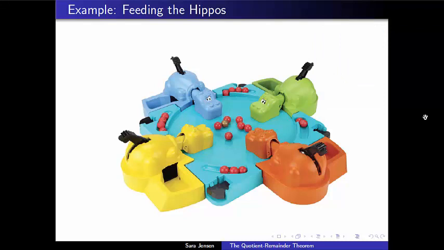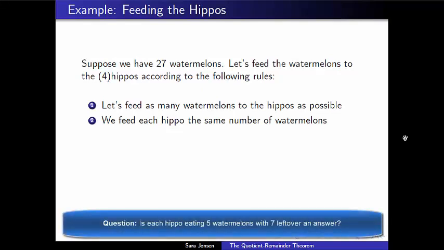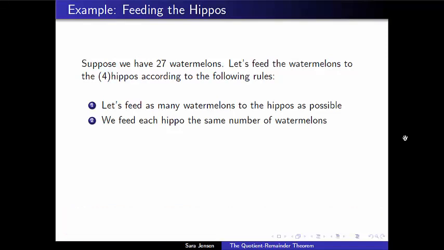So I'm going to use an example where we have hungry hippos, 4 of them to be precise, and then we have some sort of object that will be feeding to the hippos. So what kind of object will we be feeding to the hippos? Well, like any good math problem, let's start with some absurd number of watermelons. Let's assume that we have 27 watermelons that we're going to feed to some very hungry hippos. Let's assume 4 of them in keeping with the spirit of the previous picture.